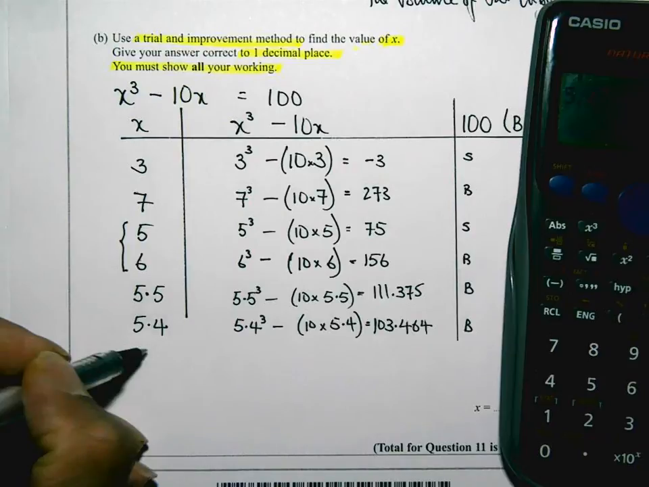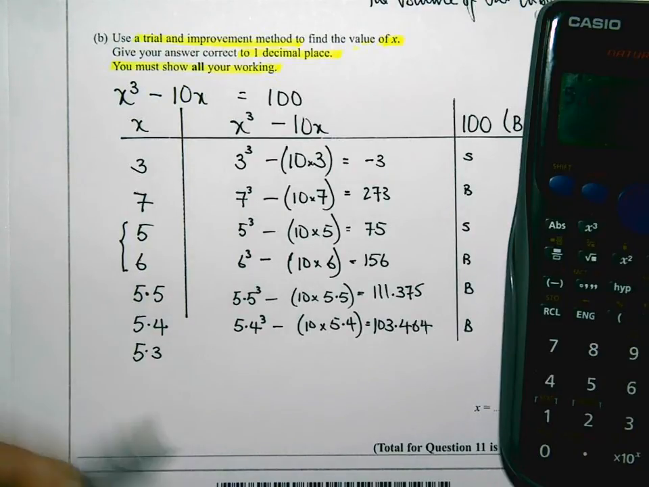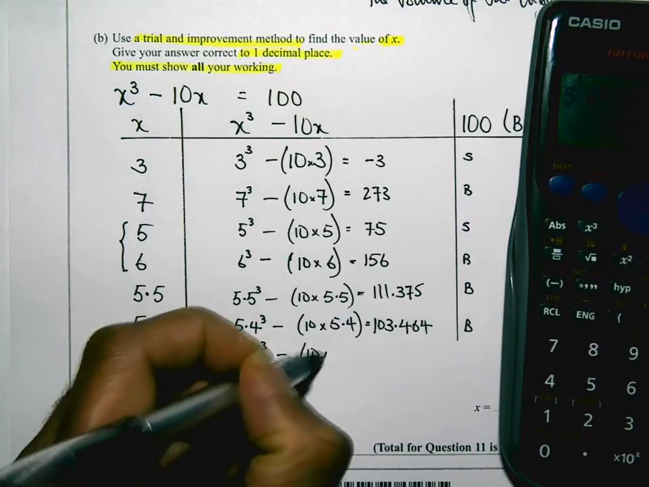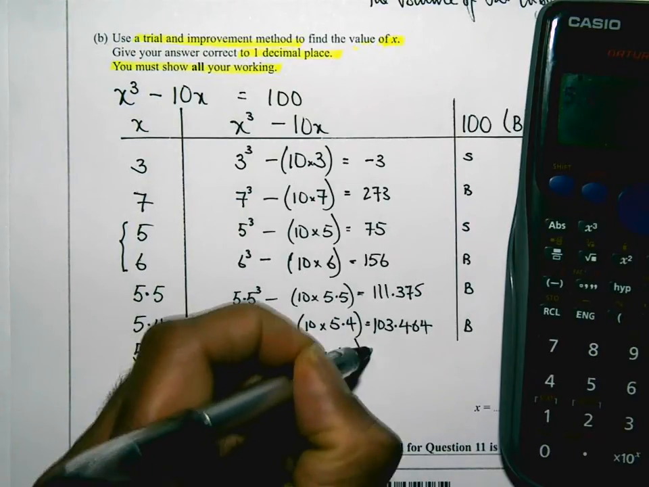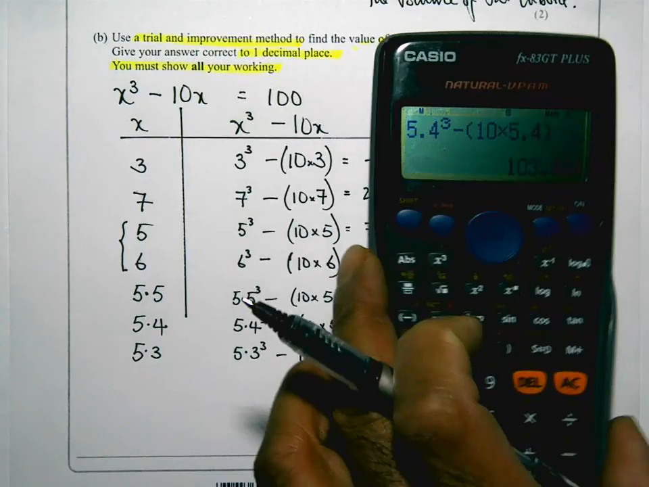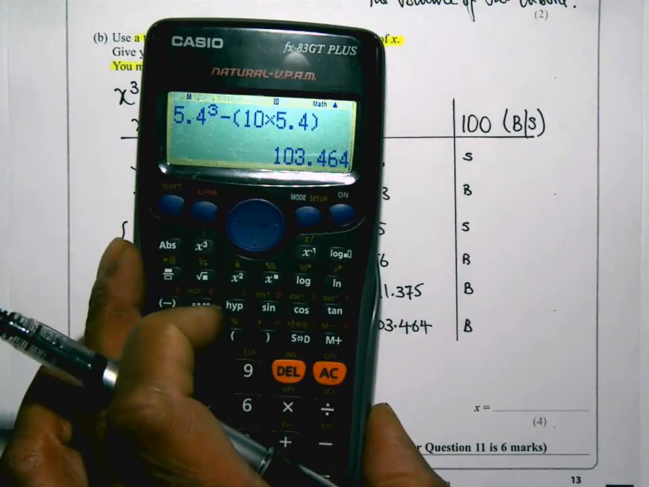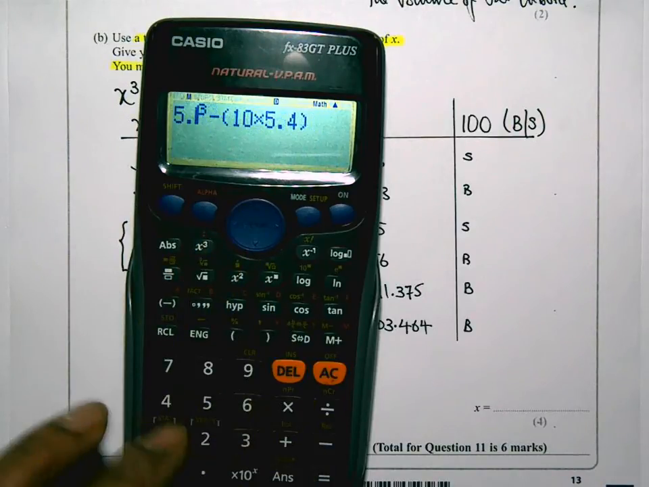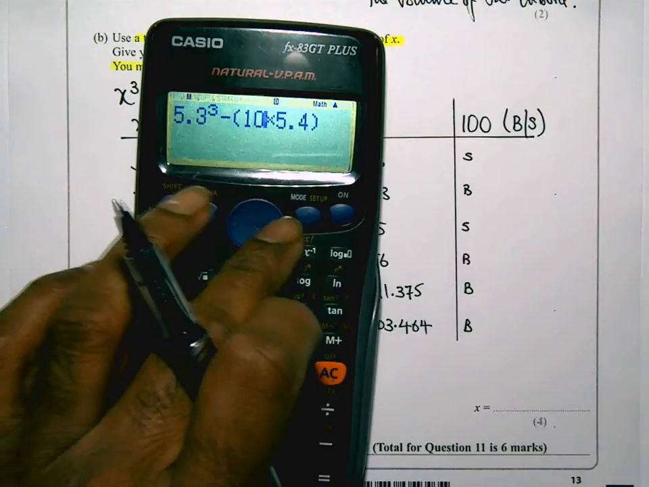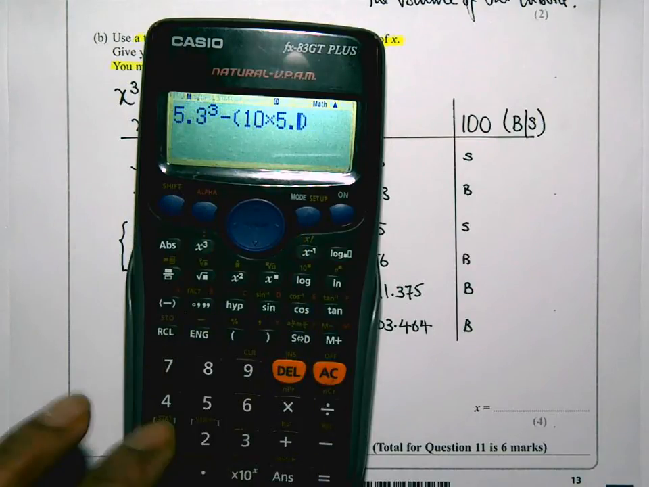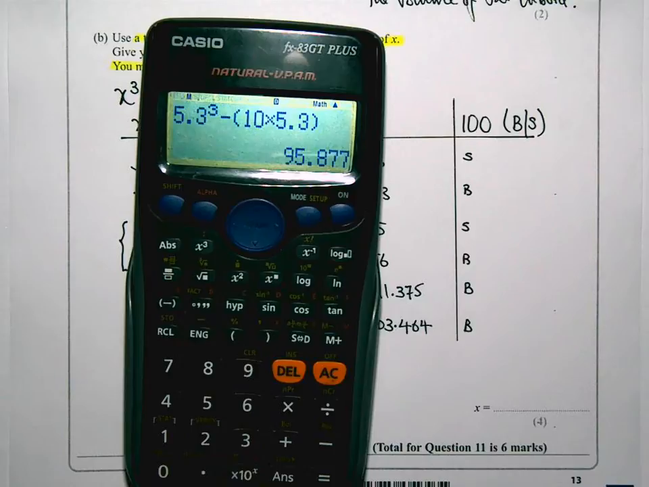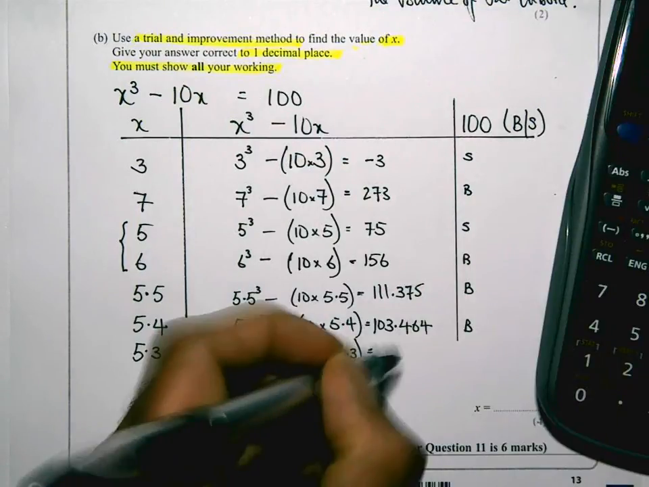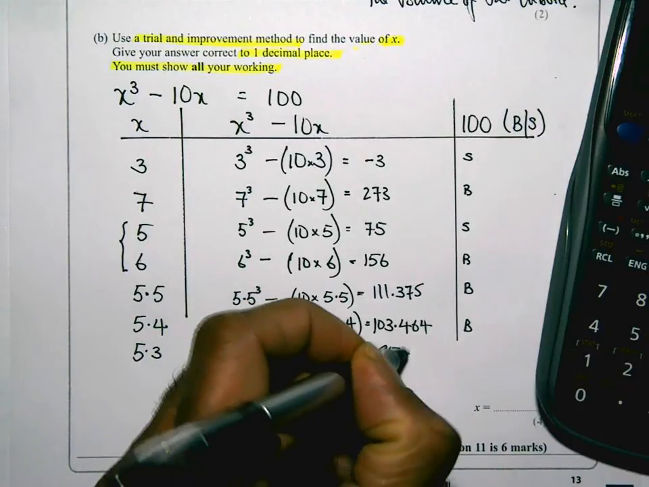So 5.3 cubed take away 10 times 5.3. So once again, I'm going to use the replay button to change all those 0.4s to 0.3s. And that's 95.877. And that's too small.